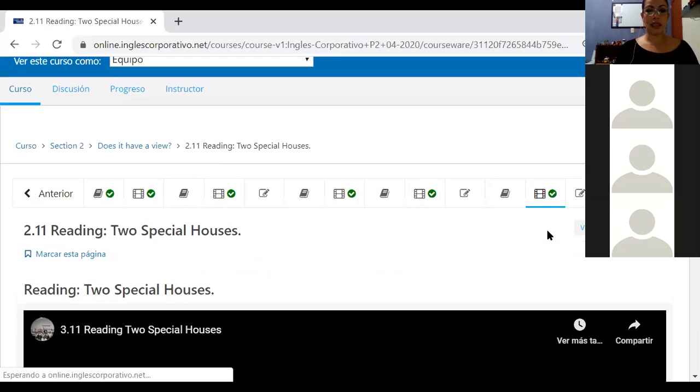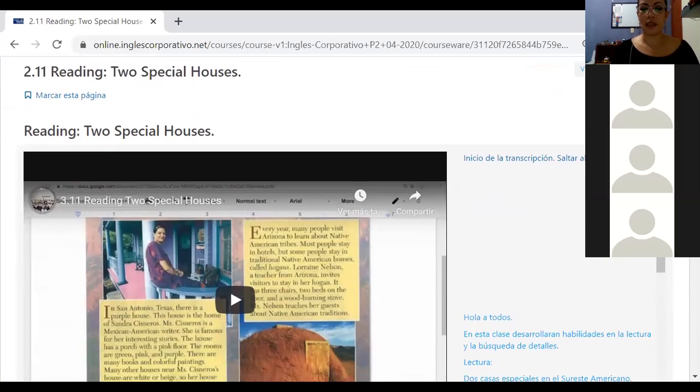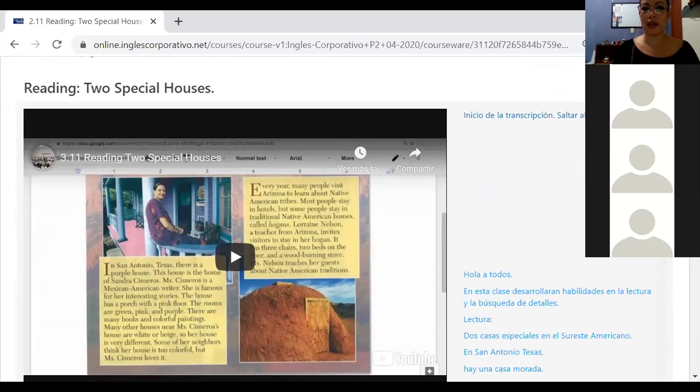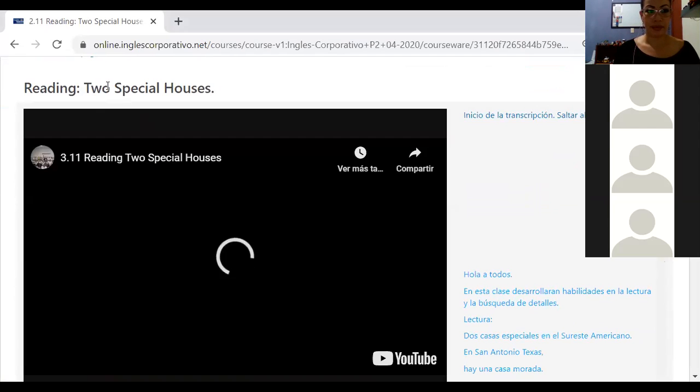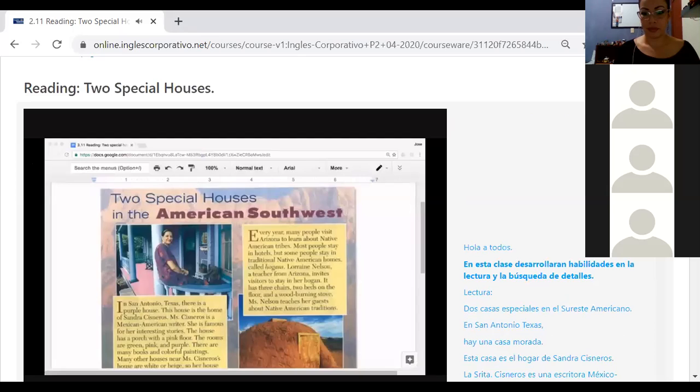The reading is about two special houses. You listen to the reading and then you have to answer some questions about the reading. Hi, everyone. In this class, you'll develop skills in scanning and reading for details.